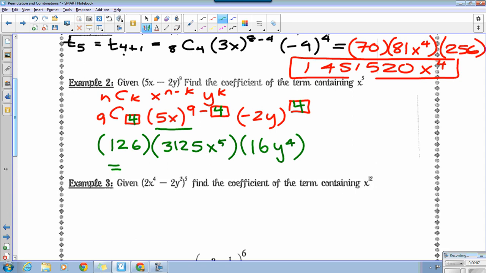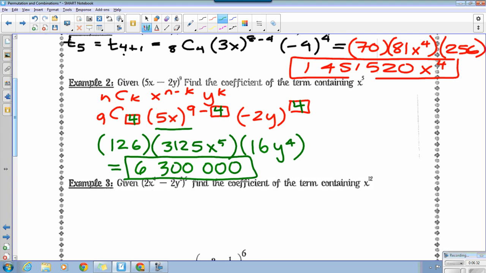And now we just go and find our answer. I think when we multiply these all out, 6.3 million. And then it's going to be x to the 5th, y to the 4th. Why is this a good answer? Yeah, it's just saying what's the coefficient. So that's the coefficient. The rest of it is x to the 5th, y to the 4th. But it's just saying, okay, what's the coefficient?